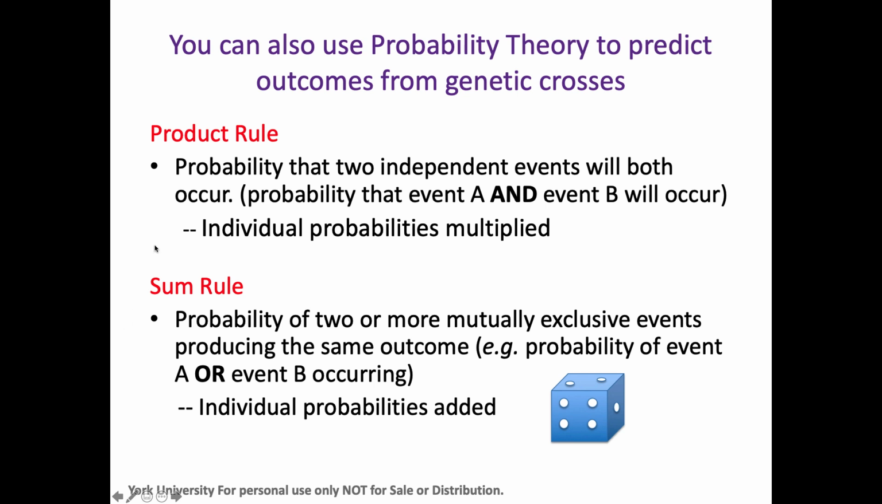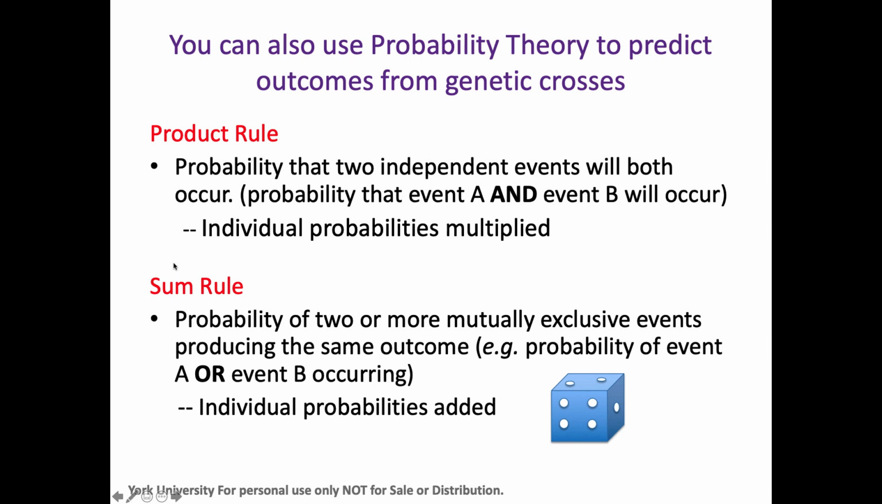The product rule, which is applied when you're trying to work out the probability that two independent events will both occur, meaning the probability that both event A and event B will occur, typically simultaneously at the same time. When you're dealing with these types of probabilities, you multiply the probability that event A will occur by the probability that event B will occur.